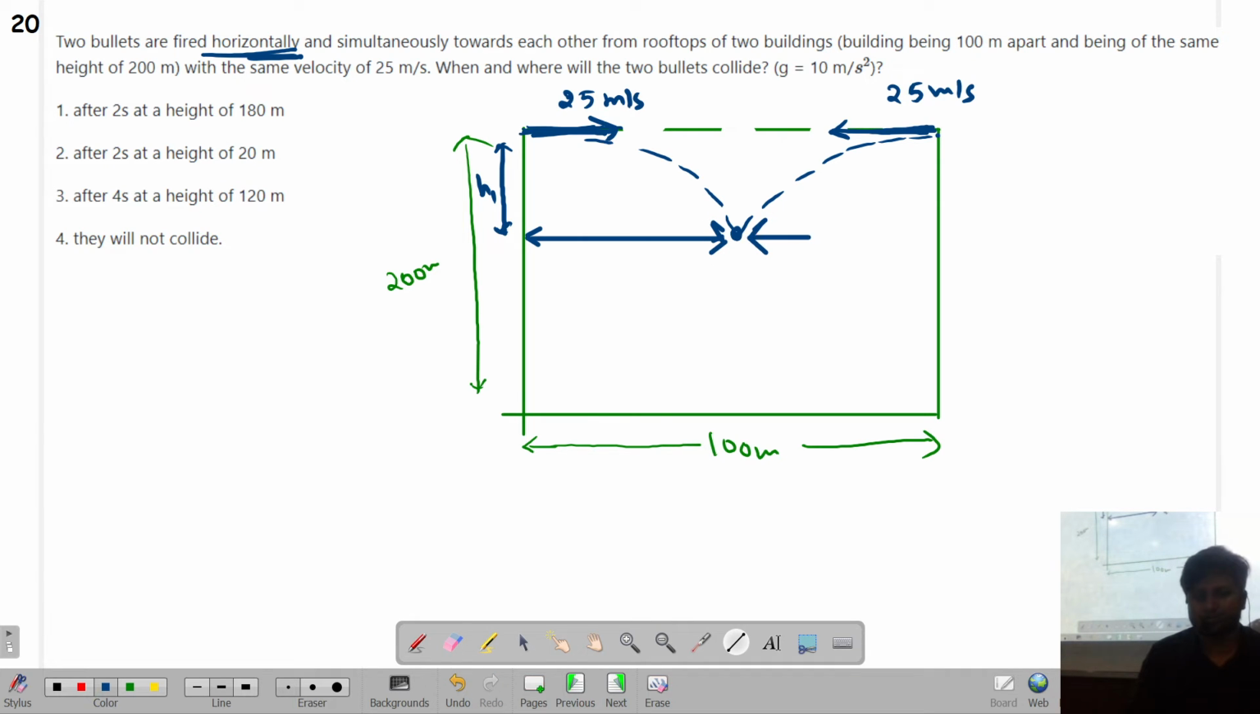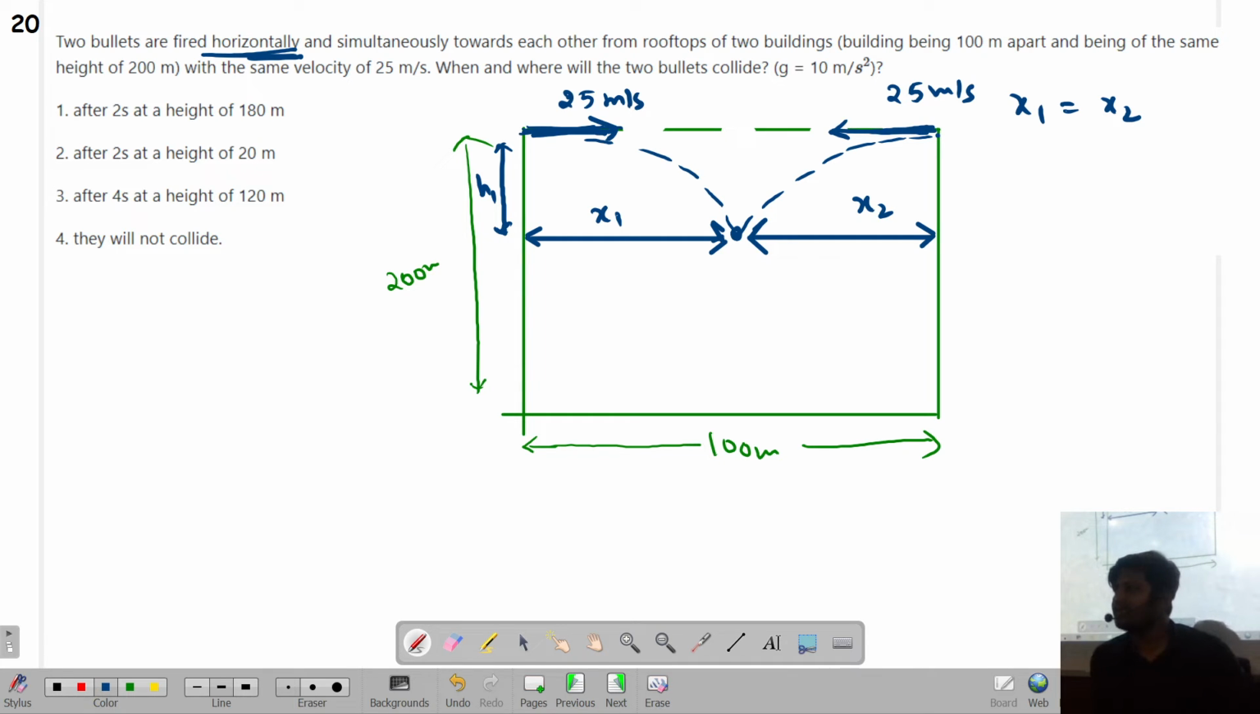Now, you only tell me. Let's suppose I call this x1, I call this x2. Is x1 going to be equal to x2? Yes or no? Is x1 going to be equal to x2 or not? Because the velocity of both of them is what? Similar.